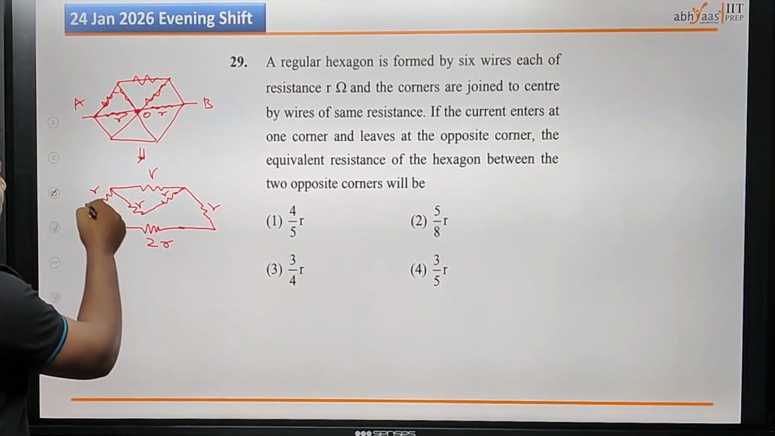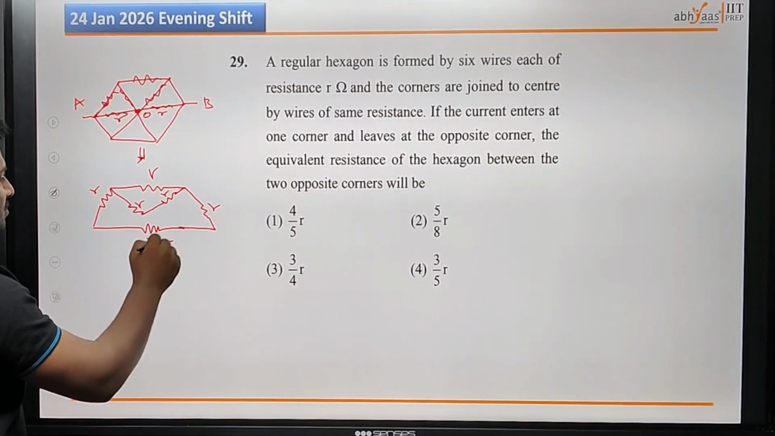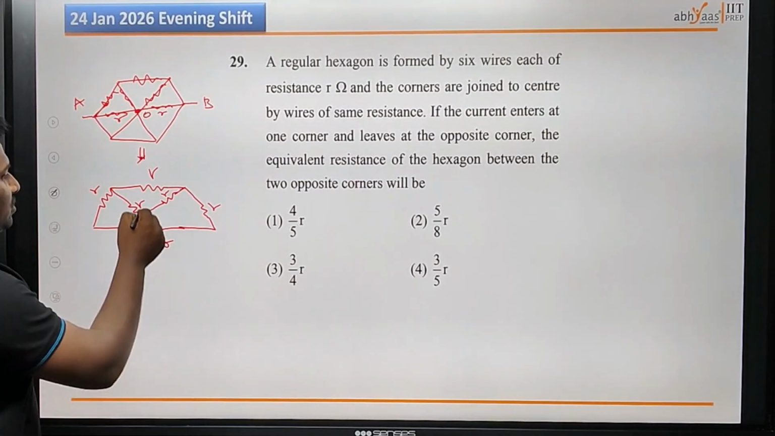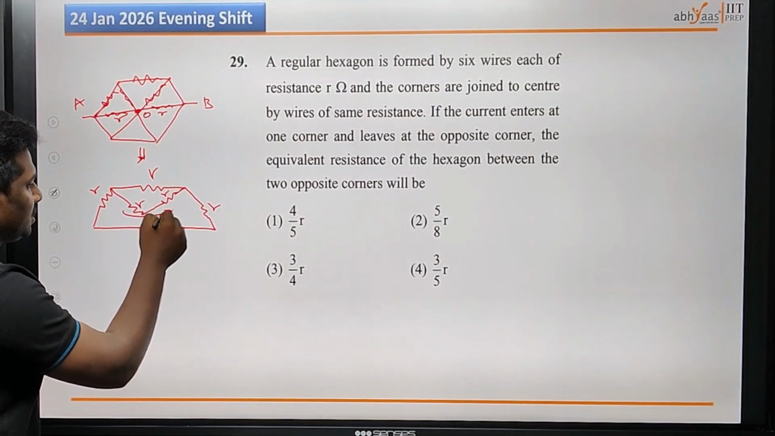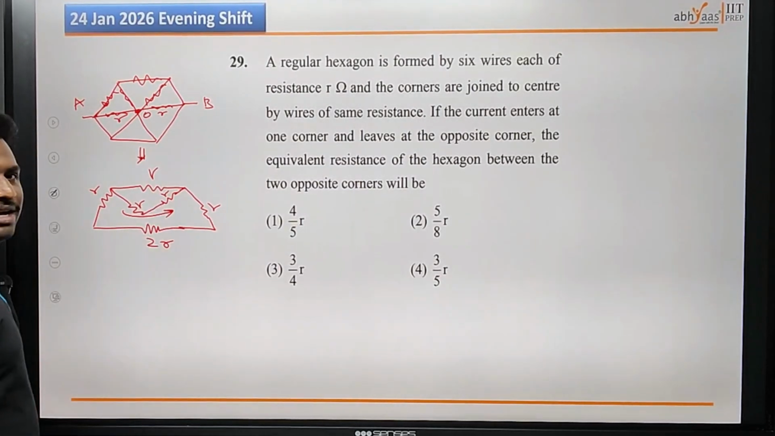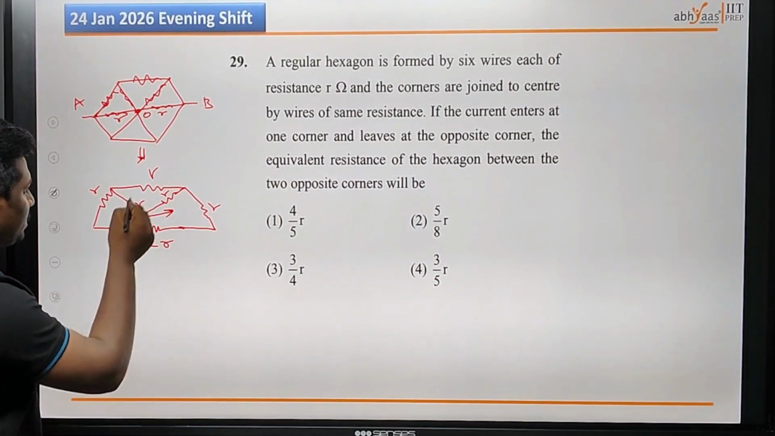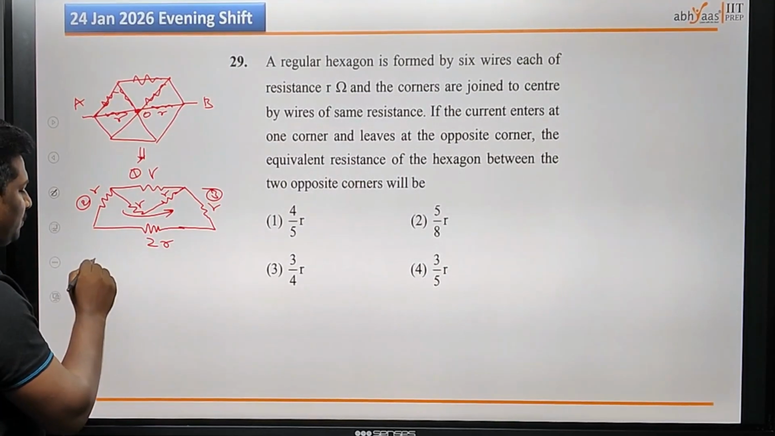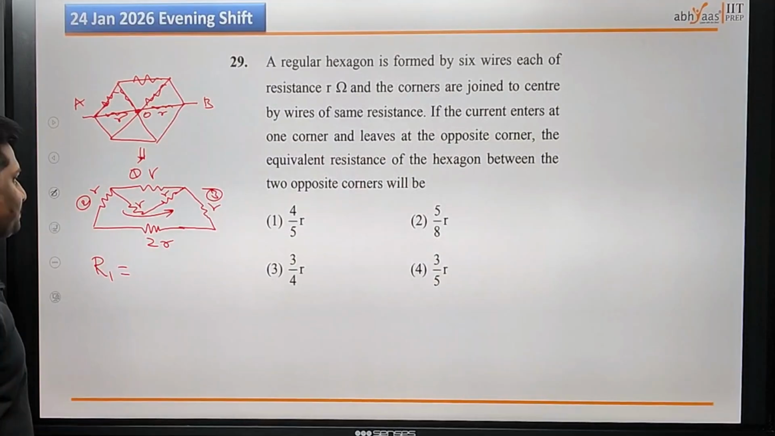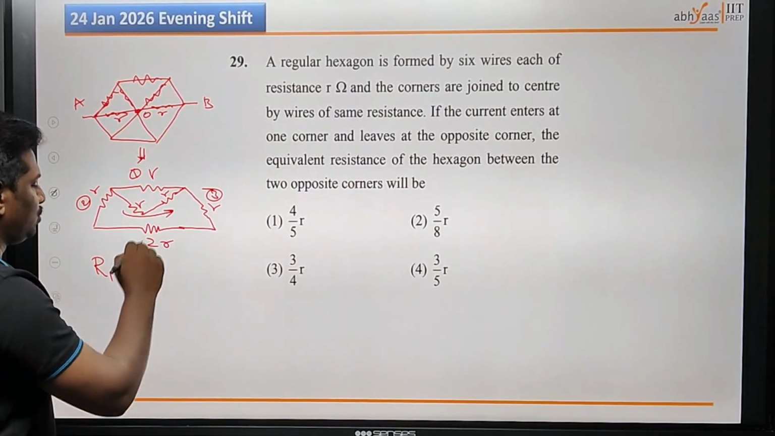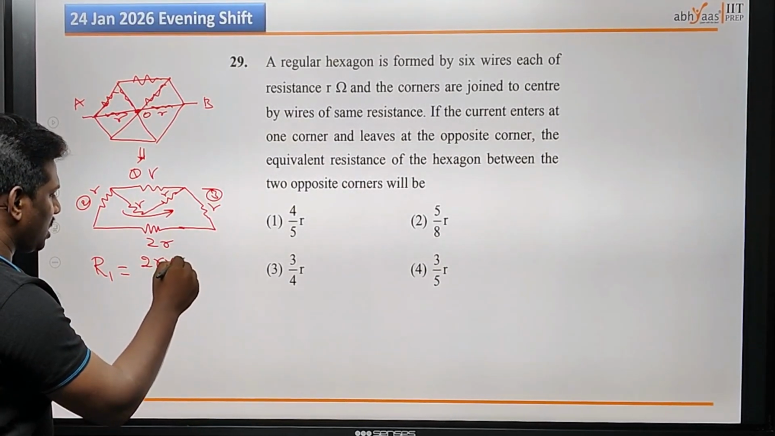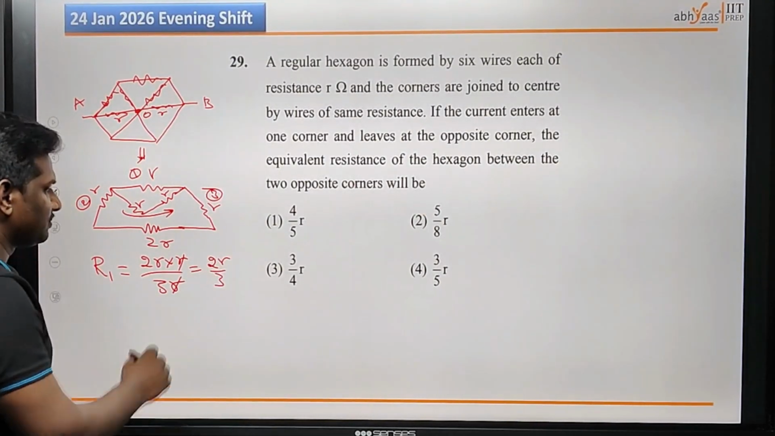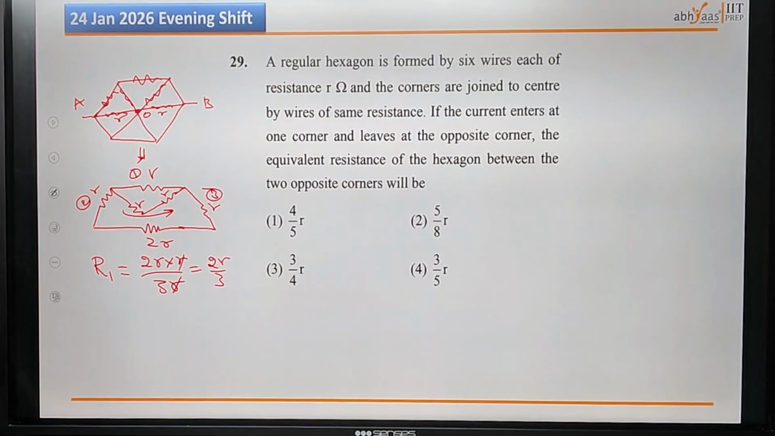I am finding this one. No need to consider this one. After that, we have to consider. So this arm is 2R and R. So how to find here? Take this 1, 2, 3. For R1, how to find: 2R into R by 3R. R gets cancelled. 2R by 3. This is our 2R by 3.